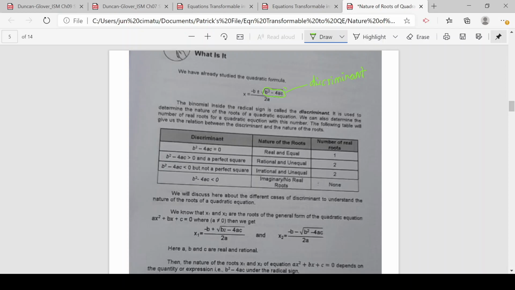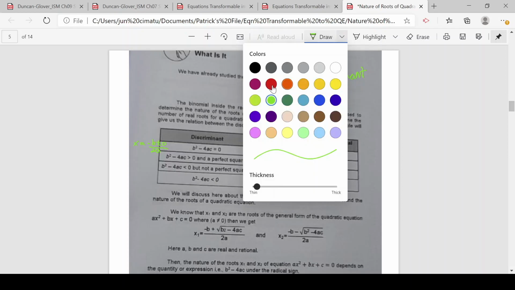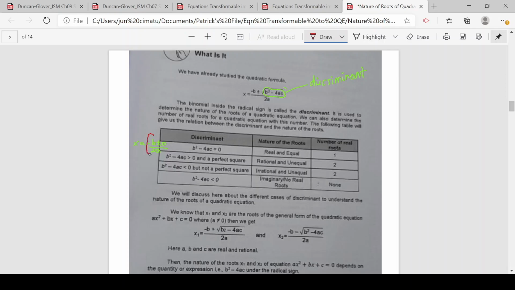So, 0 na yan ang magiging roots nito. Kaya magiging ang x nito, kung 0 yon, so negative b plus minus 0 over 2a. So isa lang ang root niya. Ito na ang magiging root kasi 0 na yung discriminant. So, root x1 natin ay pareho sa root x2. So, the same.